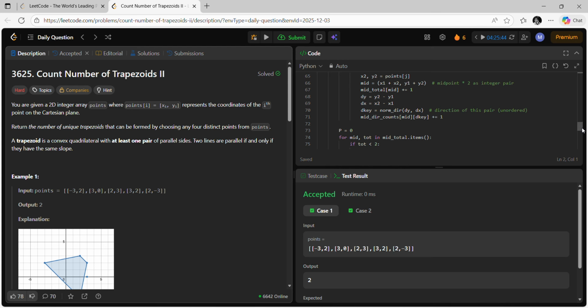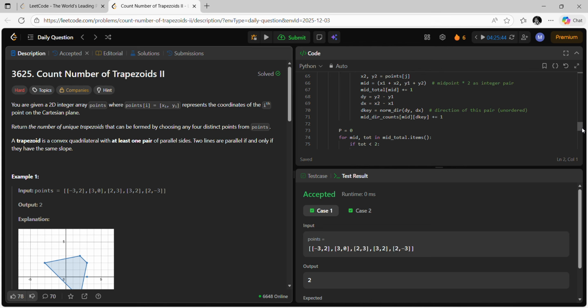71. Here for each unordered pair of points i, j, compute mid, that is x1 plus x2 and y1 plus y2, which uniquely represents the midpoint scaled by 2 to stay an integer. Okay, so increment mid total for mid. Compute d key, which is the normalized direction dy by dx, and increment mid dir counts for mid and d key. Okay, and why a scaled midpoint? Because it avoids floats and exact equality problems.